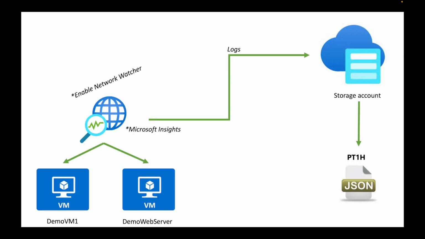So let's talk a little bit about what we're setting up today. We start off with the bottom left-hand corner. We have two virtual machines: a demo VM, which is going to be a Windows 11 machine, and then a demo web server. That's going to be a 2019 server, which is going to have IIS running on it.